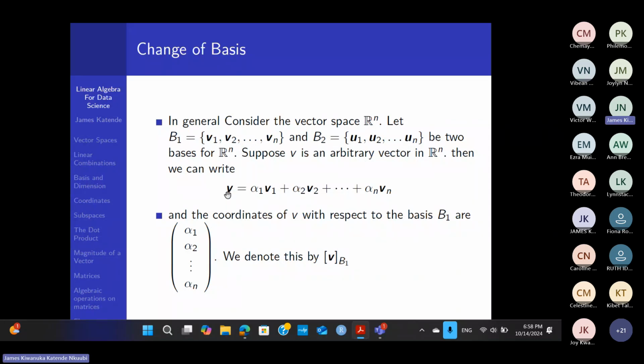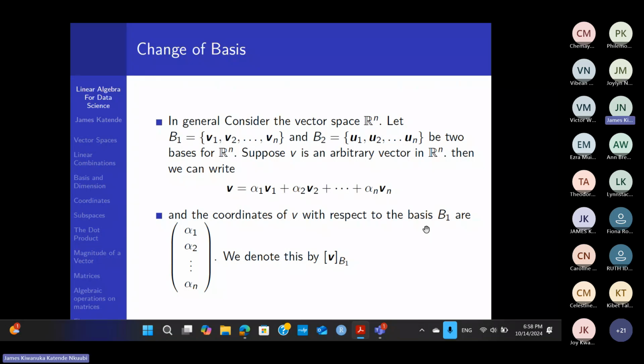You can take any vector in Rn and write it as a linear combination of the basis vectors in the first basis. So the coefficients now become the coordinates of that vector with respect to the first basis. The aim now is to see if there is a way we can convert these coordinates to coordinates with respect to the second basis consisting of the vectors u1 up to un.